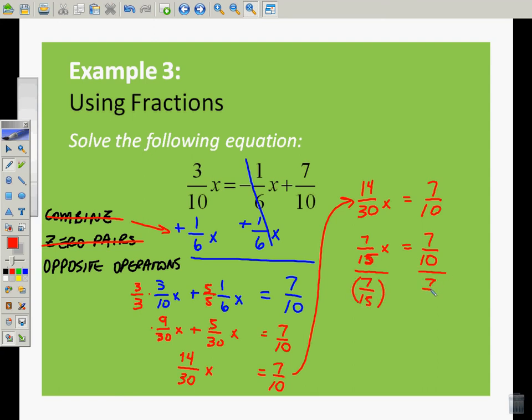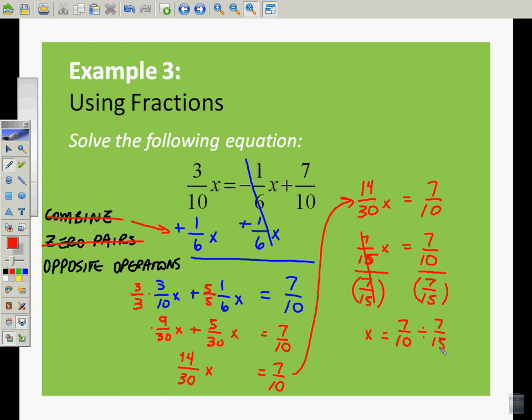I need to do the same thing on the other side. So I've got x is equal to 7 over 10 divided by 7 over 15. Unfortunately, I want to try to avoid dividing by a fraction where I can because it's complicated to put in the calculator and I don't know how to do it in my head.